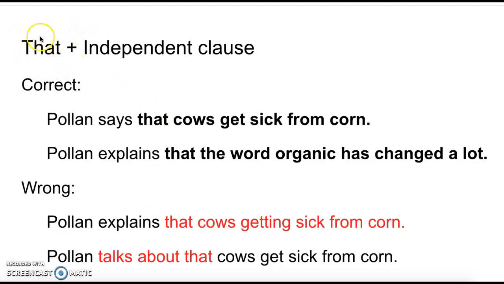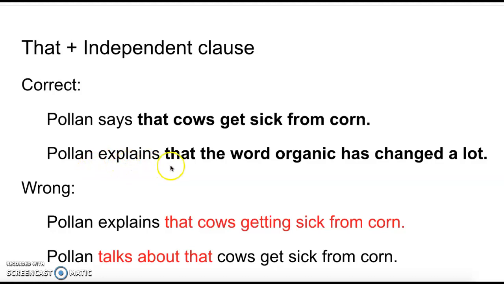When do we use the word that? We use that plus an independent clause. So Pollan says that. Pollan explains that. So if you've studied noun clauses, these are noun clauses, but if you haven't, it's okay. You can just remember after you say Pollan says that, you have a subject and you have a verb. You have an independent clause. Cows get sick from corn.